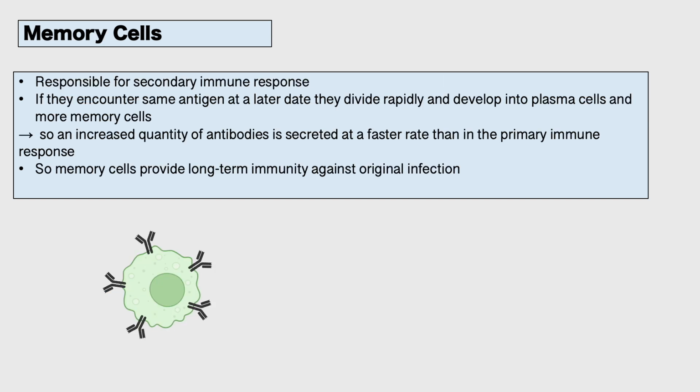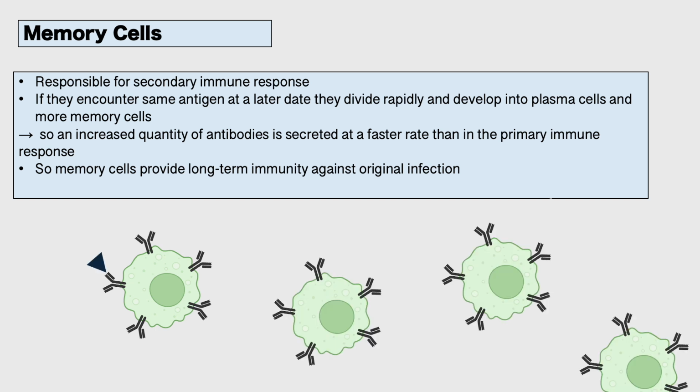Memory cells are responsible for the secondary immune response. If they encounter the same antigen at a later date, they divide rapidly and develop into plasma cells and more memory cells. So an increased quantity of antibodies is secreted at a faster rate than in the primary immune response. So memory cells provide long-term immunity against original infection.